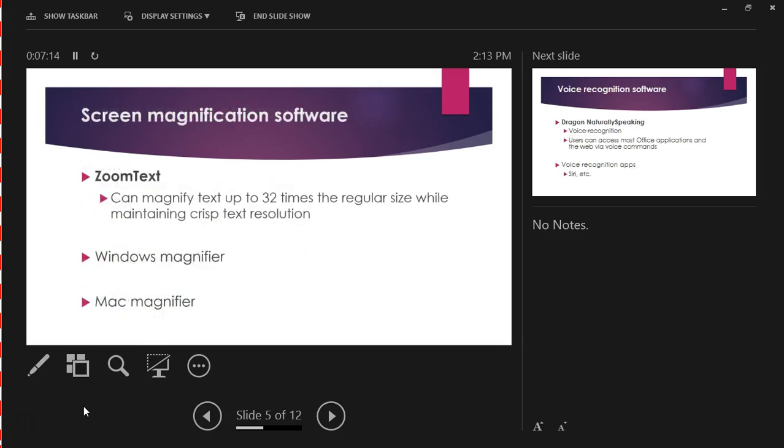Screen magnification software: ZoomText is something that all of our machines in this room have. Every student lab on campus has ZoomText automatically on the desktop. It's a magnifying program. It can magnify larger, actually, than 32 times the regular size. At that point, it's super big, but it can do it, and it still maintains crisp text resolution. And obviously Windows operating systems have their own magnifier, as well as Macs.